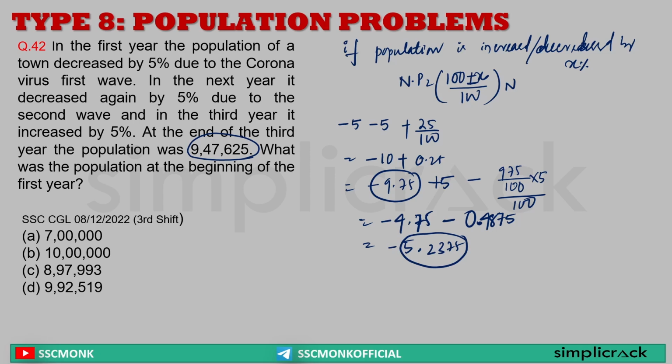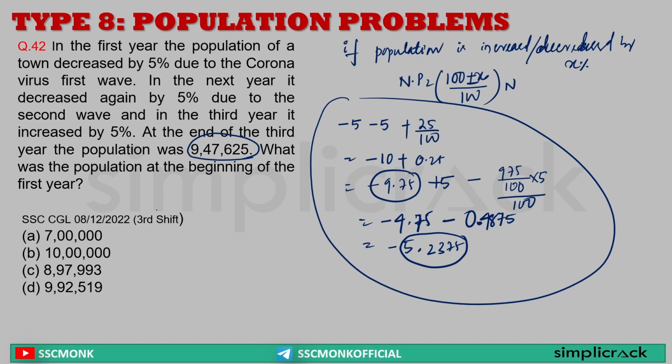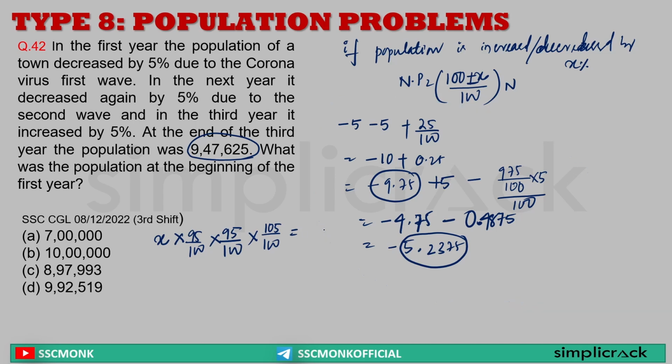Yes or no? Yes. But instead of all this, if I say, sir, let's say this number of population was this much. After decrease, it became 100 minus X, that means 95 by 100. Then again the decrease happened, that means 95 by 100. Then again the increase happened, that means 105 by 100. Yes or no? Yes. Is equal to, let me erase it so that you can solve it, 947625. Yes or no? Yes.